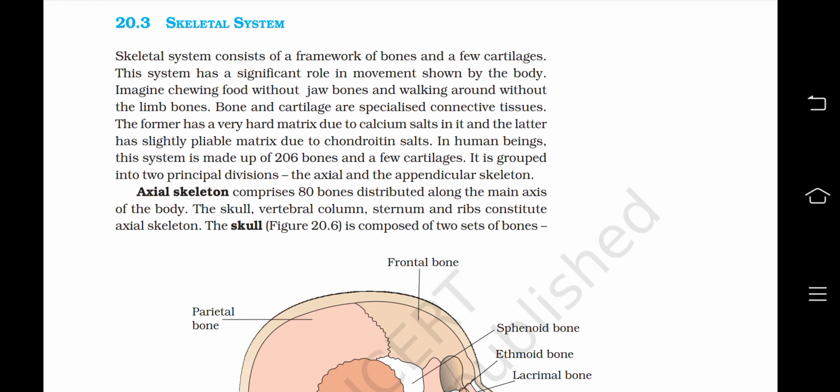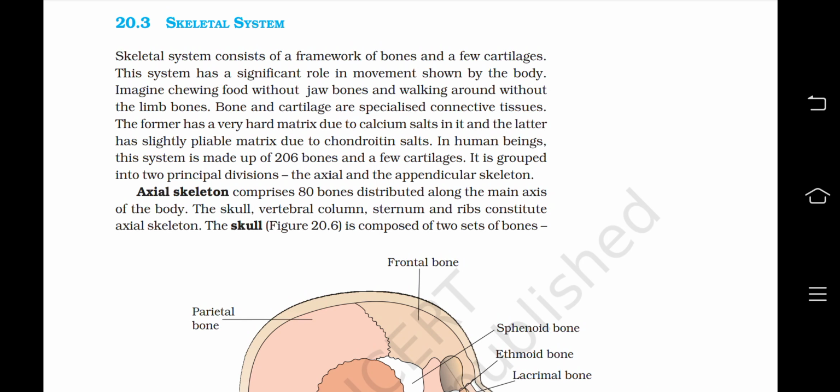Skeletal system consists of a framework of bones and a few cartilages. This system has a significant role in movement shown by the body. Imagine chewing food without jaw bones and walking around without the limb bones. Bone and cartilage are specialized connective tissues. The former has a very hard matrix due to calcium salts in it, and the latter has slightly pliable matrix due to chondroitin salts. In human beings, this system is made up of 206 bones and few cartilage.